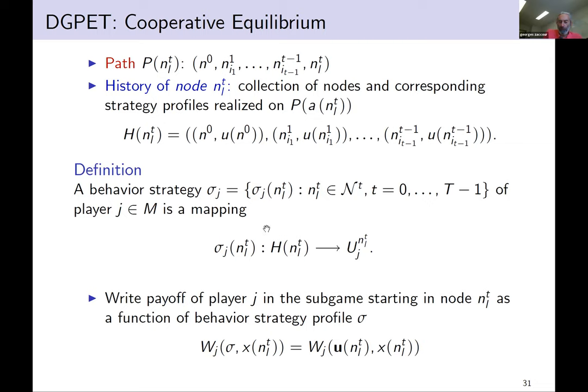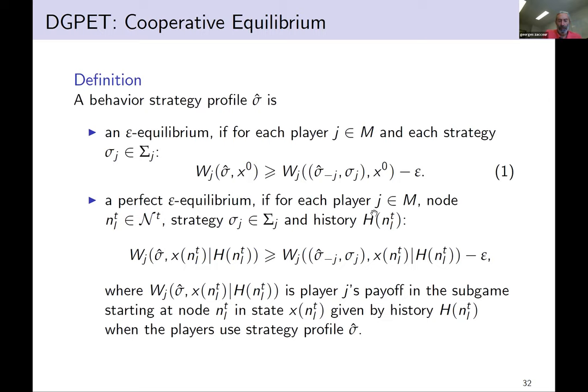And we define here a behavior strategy. So this is a mapping from the history into the control set of each player. So reading the history, each player knows what to do at any possible node. We can now write the payoff of any player in the game, starting at the subgame at node NT, as a function of this behavior strategy, as a function of sigma. Anyway, these are some technical details, not interesting necessarily for everyone here. So let me go a bit quickly.